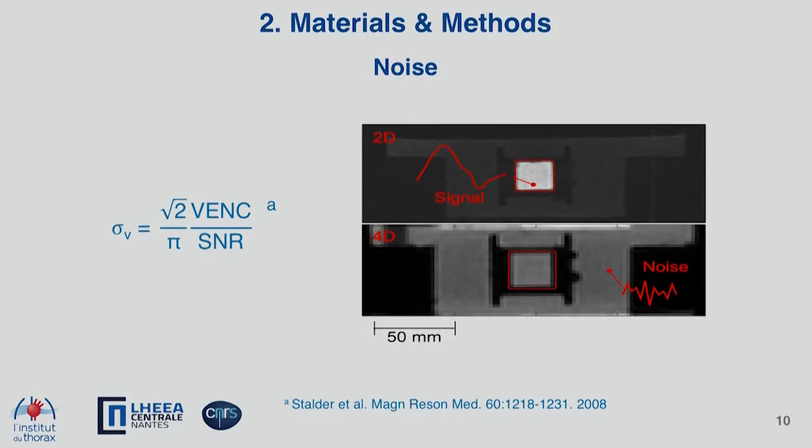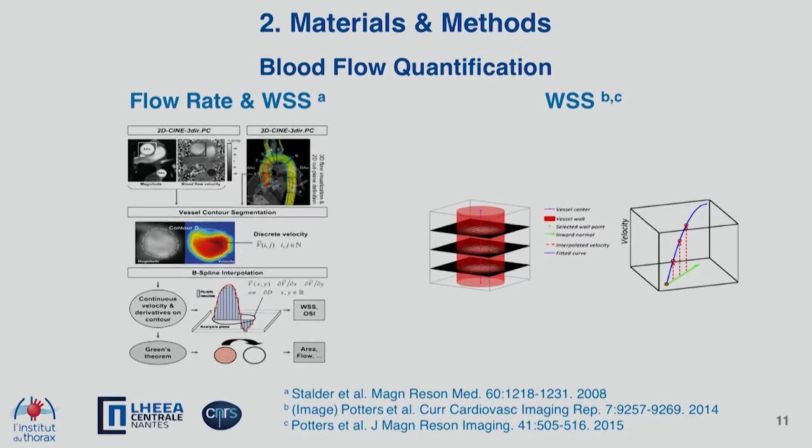Signal-to-noise ratio was calculated with the following equation, in which sigma was the standard deviation of pixels outside the test section itself. And for blood flow quantification, flow rate was calculated with the Stalder method based on B-spline interpolation, while for wall shear stress, we additionally tested the method proposed by Potters and based on interpolation on a fixed number of points. Both methods were tested on a theoretical segmentation that was easily obtained from the CAD of the test section, in view to test them independently from the segmentation technique. So to resume, flow rate with the Stalder method and wall shear stress with both Stalder and Potters methods.